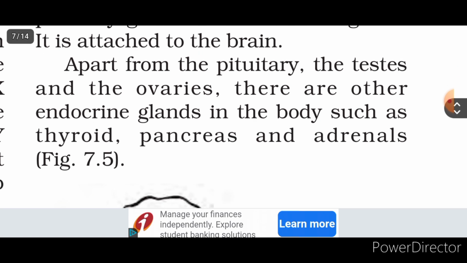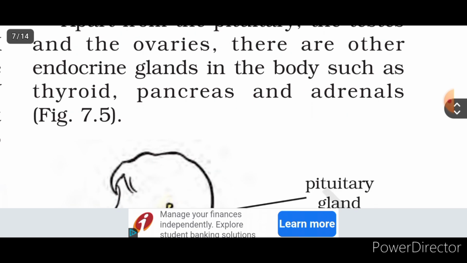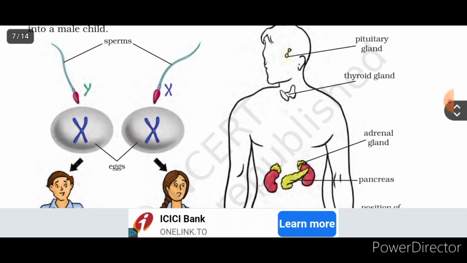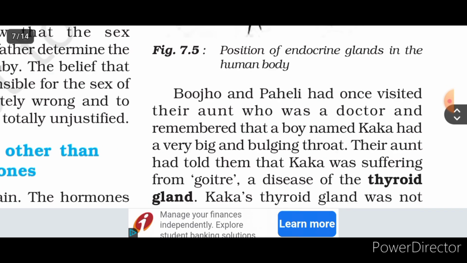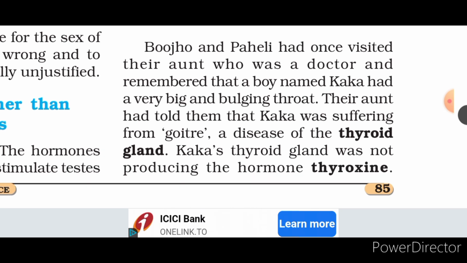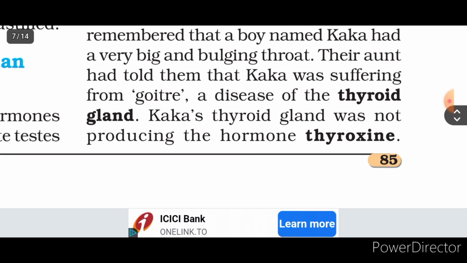Apart from the pituitary, the testes, and the ovaries, there are other endocrine glands in the body such as thyroid, pancreas, and adrenal. Goitre is a disease of the thyroid gland. The thyroid gland was not producing the hormone thyroxine.